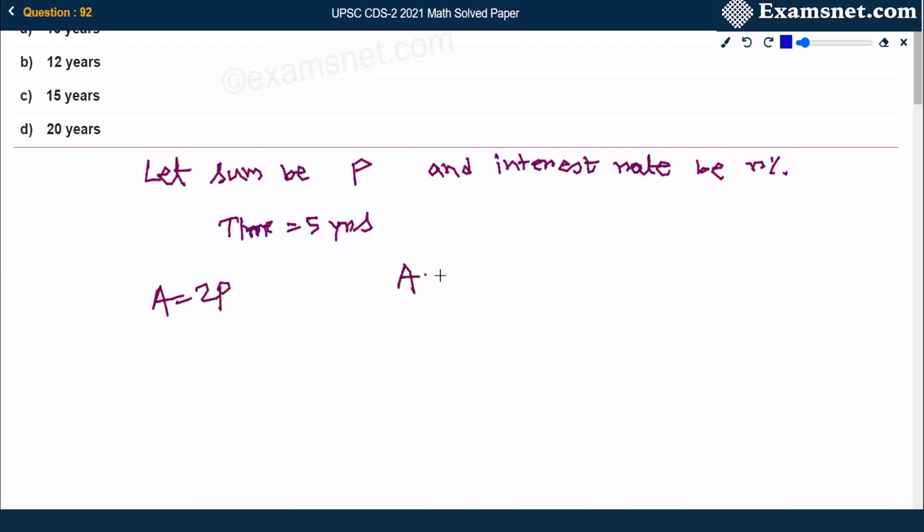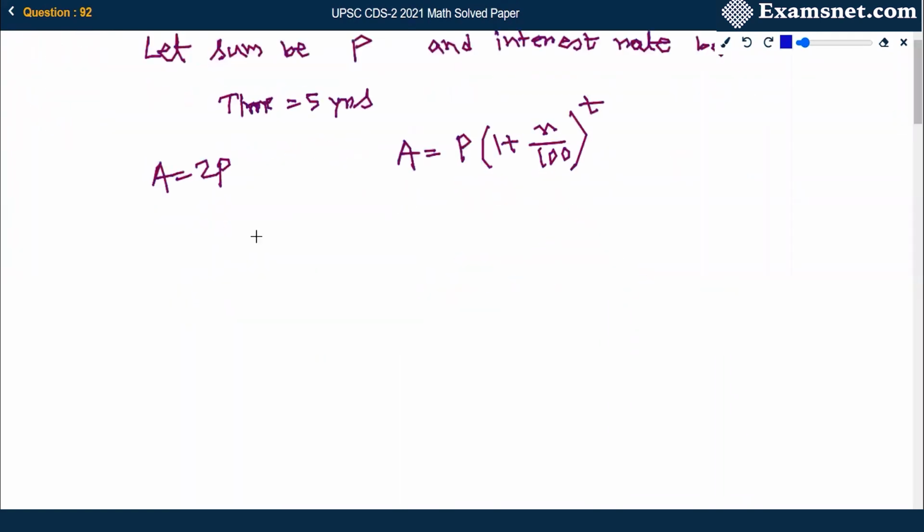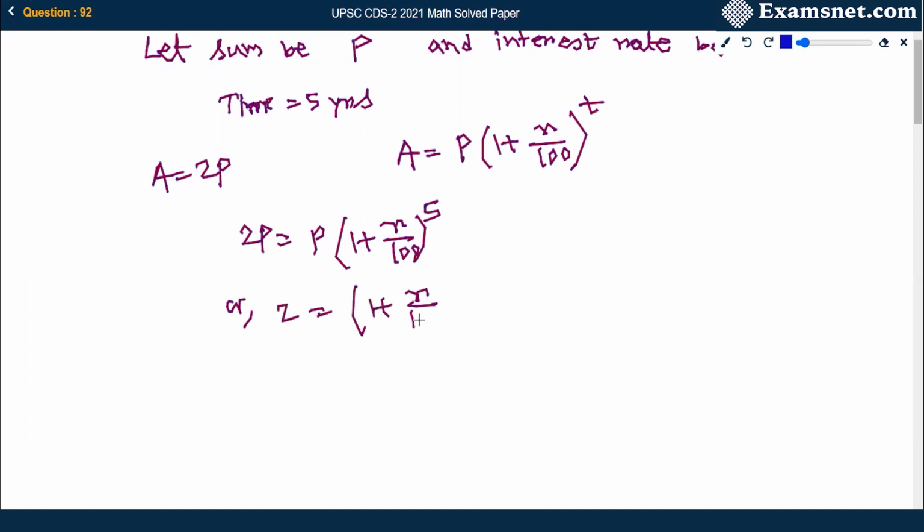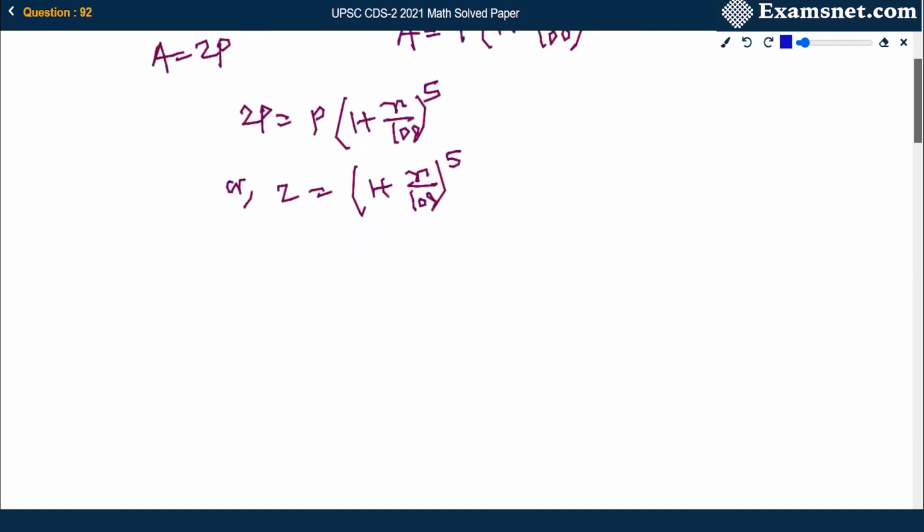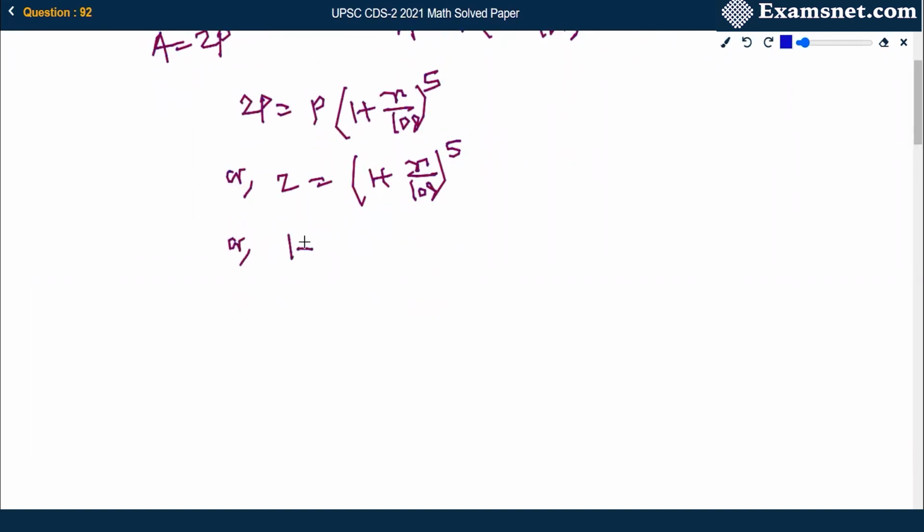So what is the formula for amount? A equals P into 1 plus r by 100 whole to the power t. Here we can write it becomes 2P equals P into 1 plus r by 100 whole to the power 5. Now we can find the value of this 1 plus r by 100, which is 2 whole to the power 1 by 5. Let's name it equation number 1.